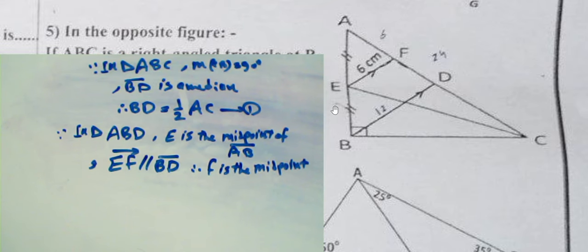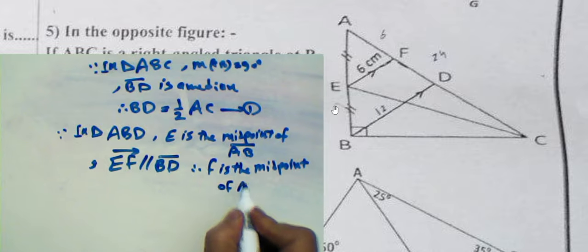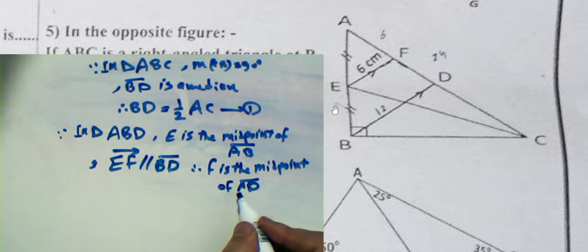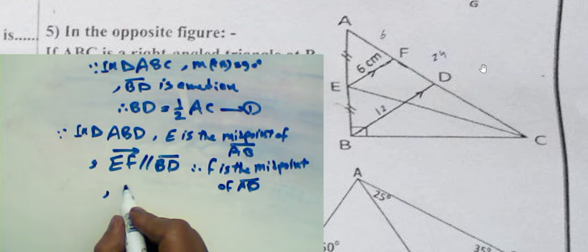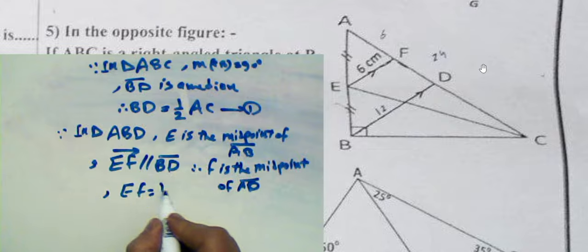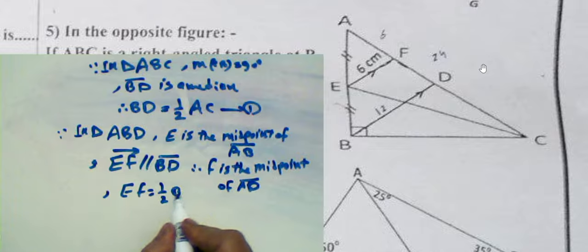F is the midpoint of AC, of AD. Understood, my students? F here is the midpoint of AD. Also, EF is half of BD.